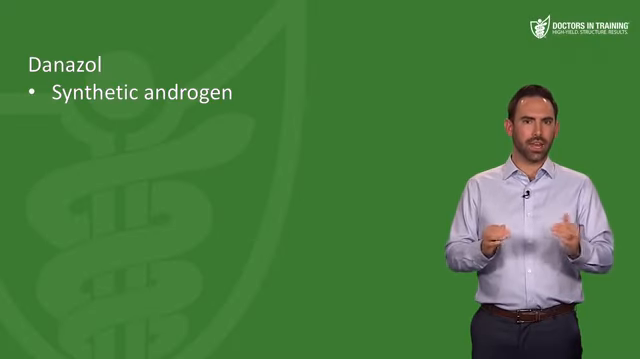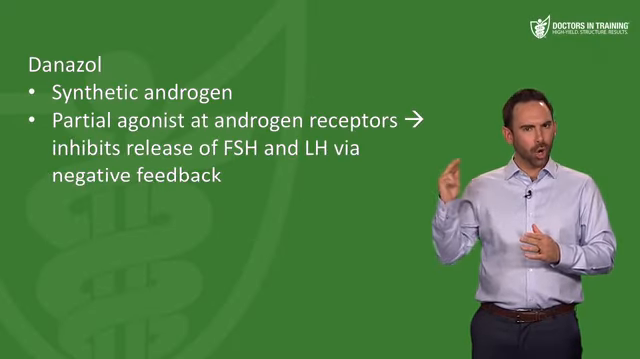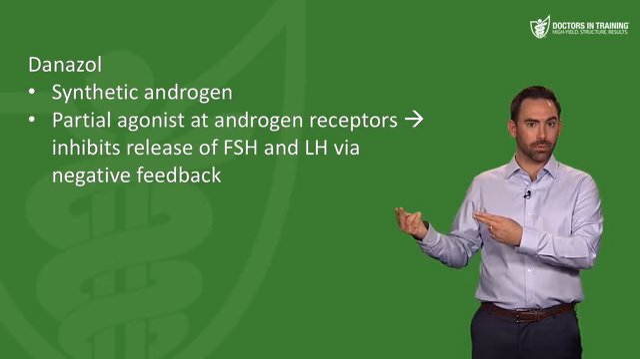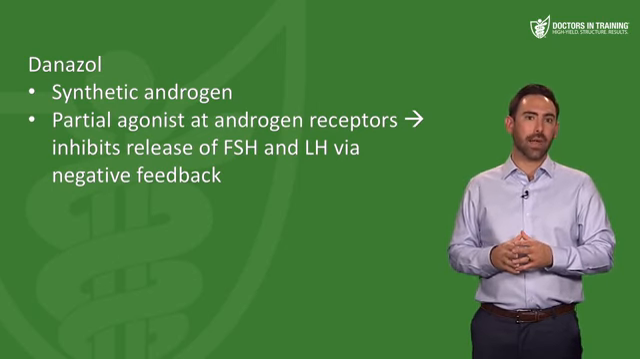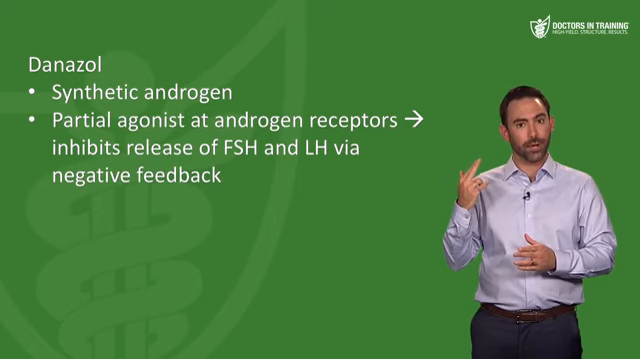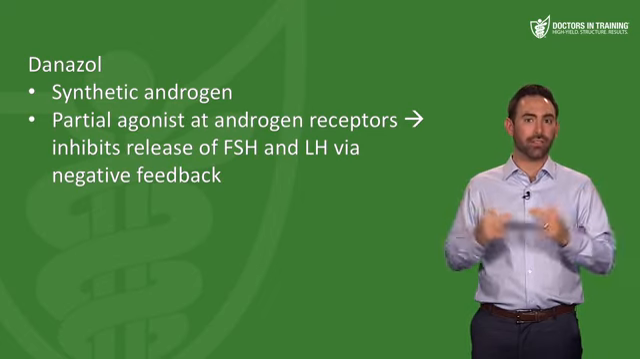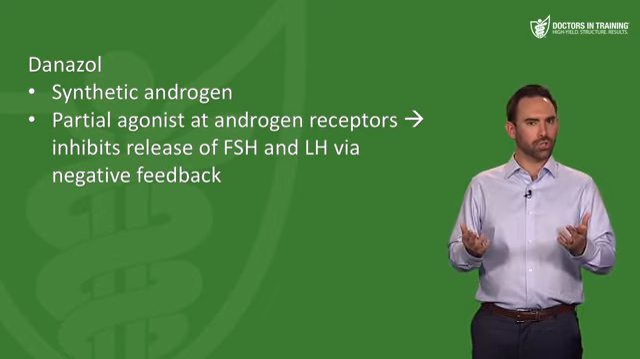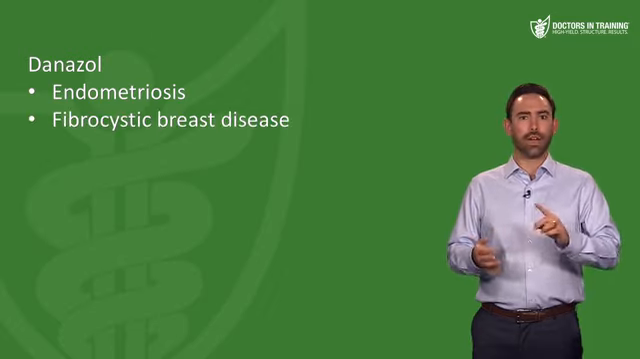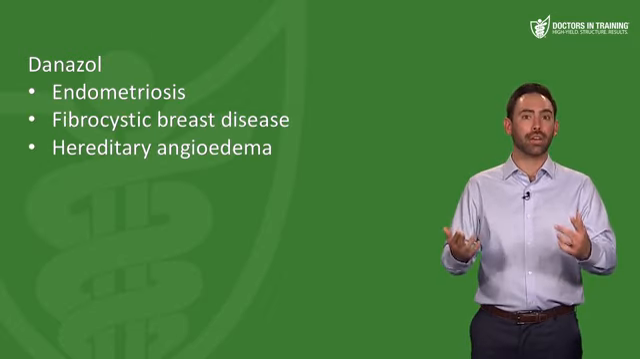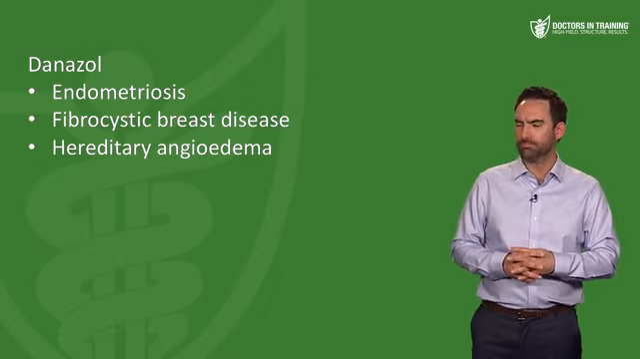So back to pharmacotherapy, what is danazol? Danazol is a synthetic androgen. It acts as a partial agonist at the androgen receptors, so it provides negative feedback at the hypothalamus and pituitary, and that inhibits release of FSH and LH. Uses include endometriosis, fibrocystic breast disease, and hereditary angioedema.